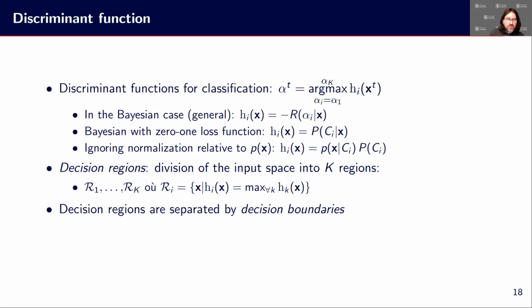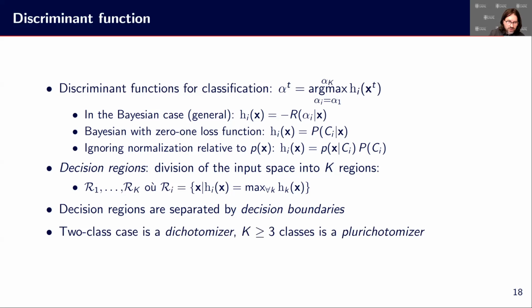And these decision regions are separated by decision boundaries. So we have these boundaries that are splitting the regions and defining the frontiers between these regions. And so in two classes, we have what we call a dichotomizer. So a dichotomizer is basically cutting the space in two. In two classes or more, we have what I call a plurichotomizer, which is a neologism. This is not a real word, but it is an extension of this idea of dichotomizing into classes.